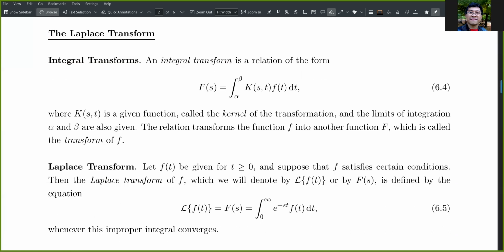Okay, for the Laplace transform, let's talk about integral transforms in general. An integral transform is a relation of the form F(s) equals the integral from alpha to beta of K(s,t) f(t) dt. K(s,t) is a given function called the kernel, with limits of integration alpha and beta. So what it does, you have a function f, which is our function that we transform into F(s).